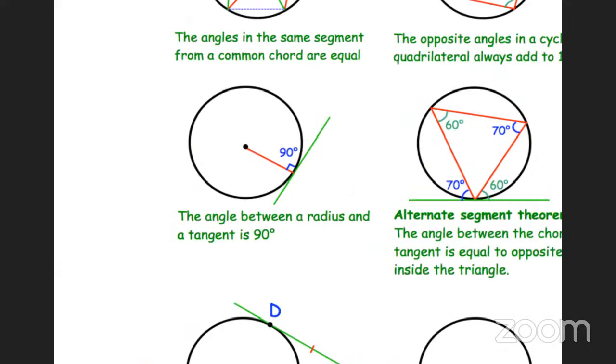Next one is a nice easy one. When a radius meets a tangent, the angle between them is 90.